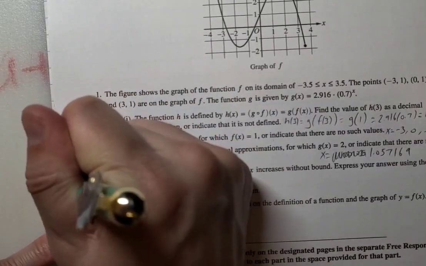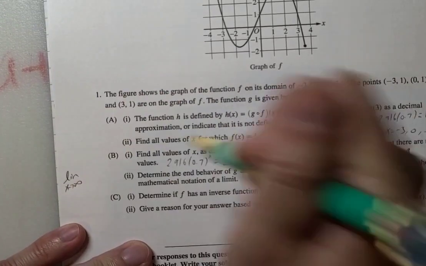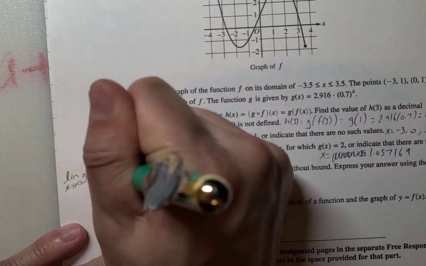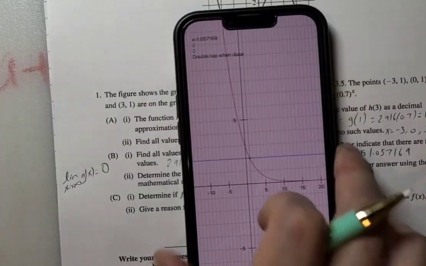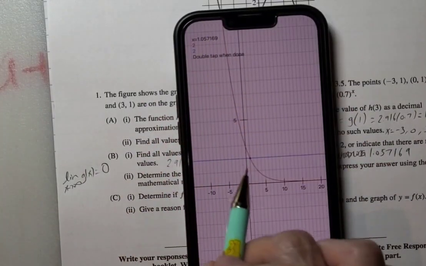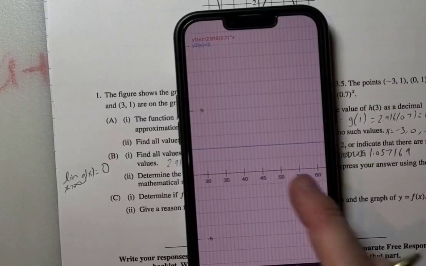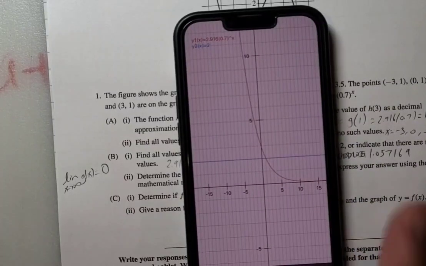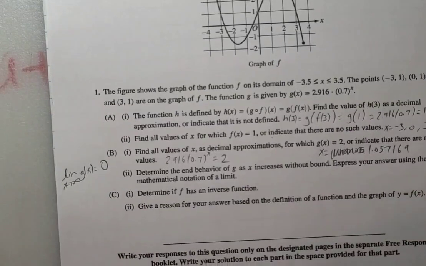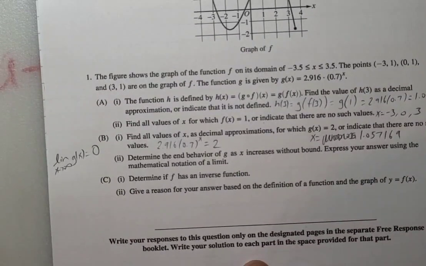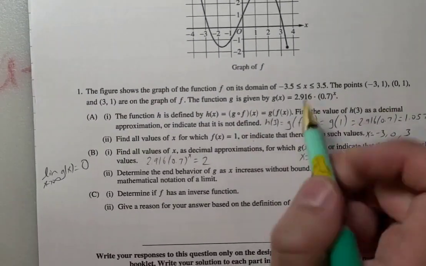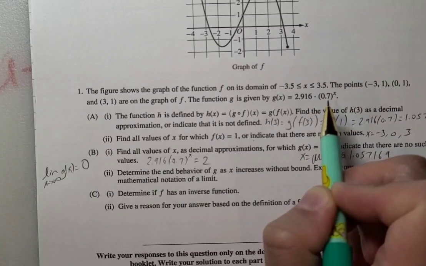So this is very easy. I'll write on the side, limit as x approaches infinity of g(x) is equal to 0, as we just said. It's the asymptote. And since you have the graph, you could clearly see that as x gets bigger and bigger, it approaches 0, as we expected for an exponential function. By the way, an exponential function with the base of the exponent less than 1.